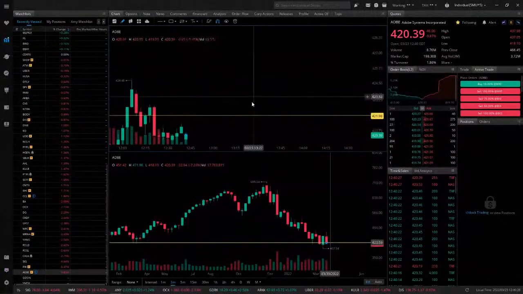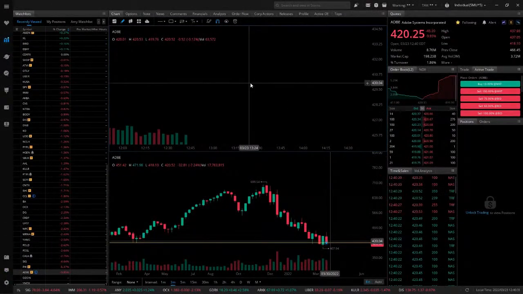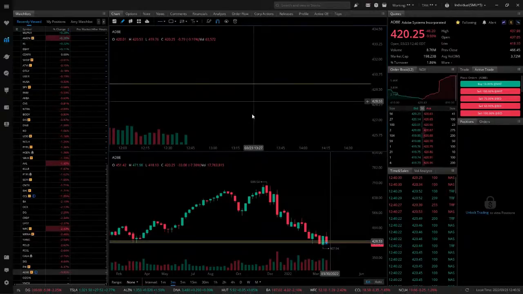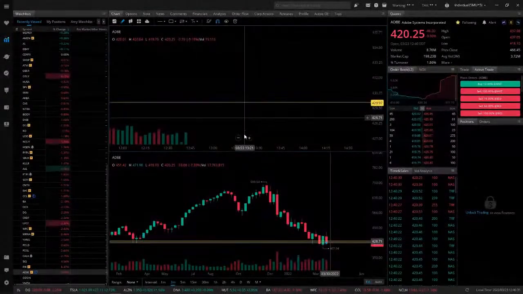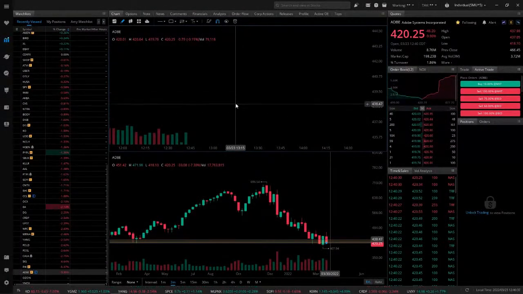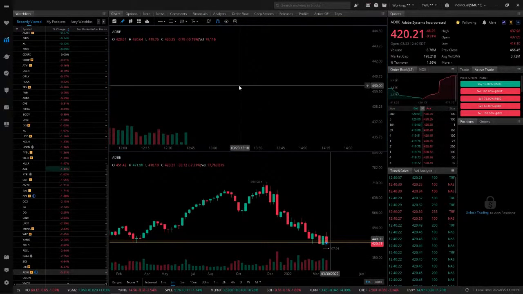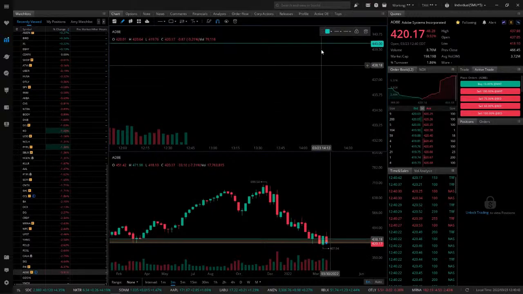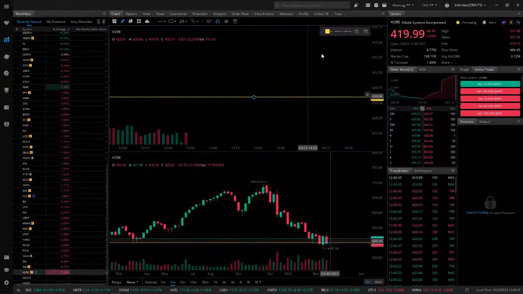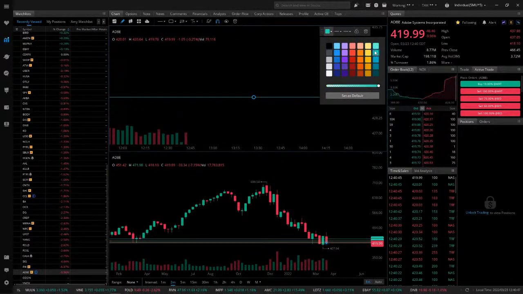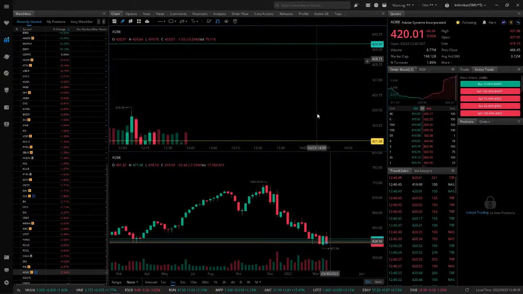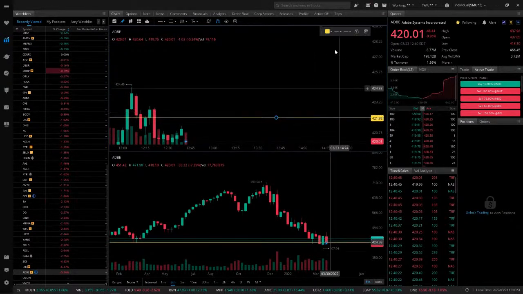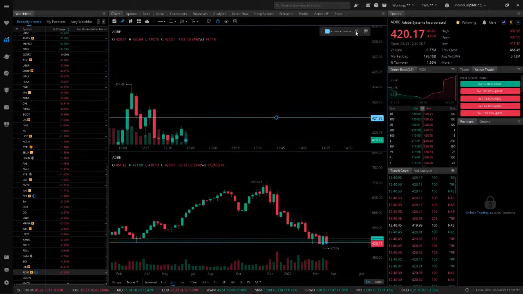422 is the entry, and then the first target's 430. Right, 430. And then the second target's going to be 440. Then I'm going to color code them and lock them in place. I use green for my target, so I'm going to make it green and lock it. That's target 1. Make it green, lock it. This is my entry price, so I'm going to make this blue and lock it.